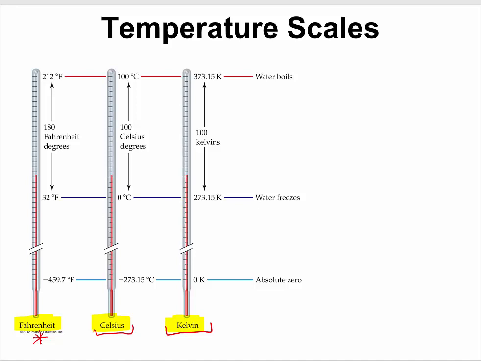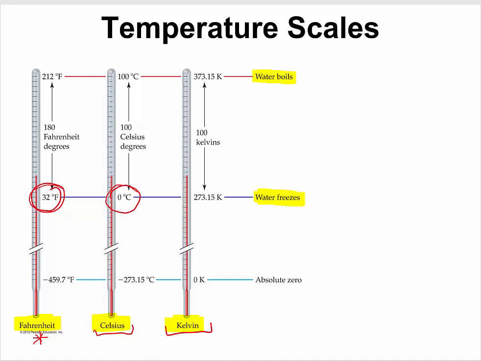So how do we convert from one temperature unit to another? To convert from one temperature unit to another, all we need to know are the boiling points of water and the freezing points of water. What do I mean? On the Fahrenheit scale, the freezing point of water is 32 degrees Fahrenheit. Under the Celsius scale, 0 degrees Celsius is the freezing point of water.